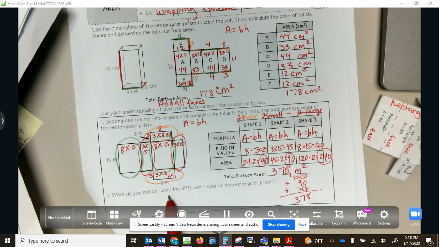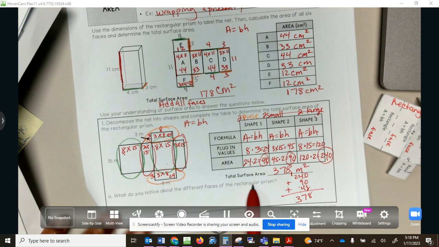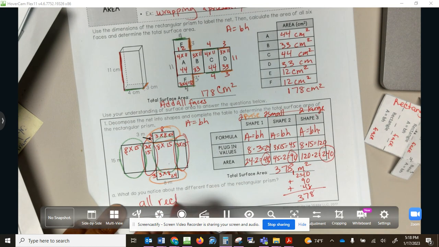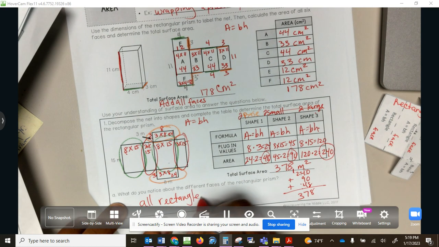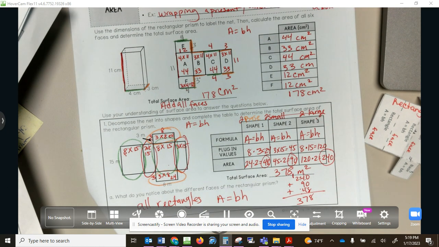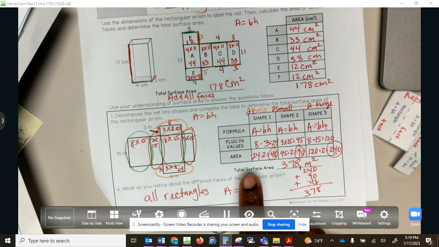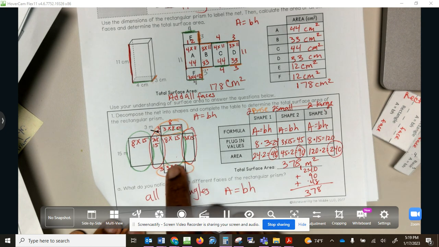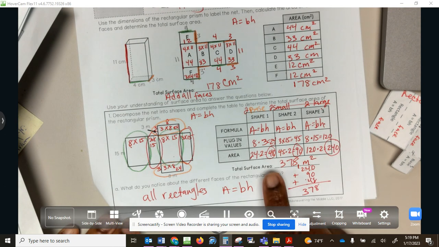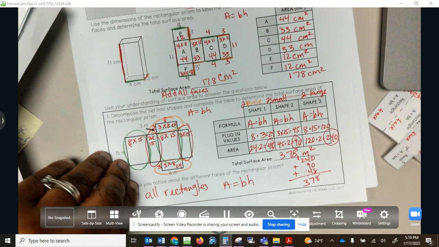So it says, what do you notice about the different faces of the rectangular prisms? Well, one thing I did notice about every face is that they are all rectangles. If they're all rectangles, I'm using the same formula as base times height. That's one of the best parts about dealing with rectangular prisms: as long as I can identify 3 different shapes, 2 base, 2 small, and 2 large, whatever I get, I can multiply by 2 and I can always get the total surface area.